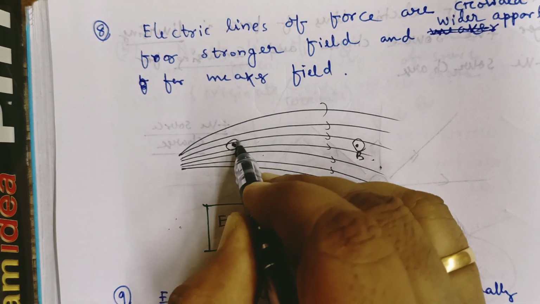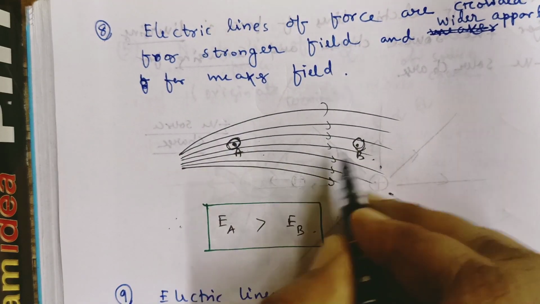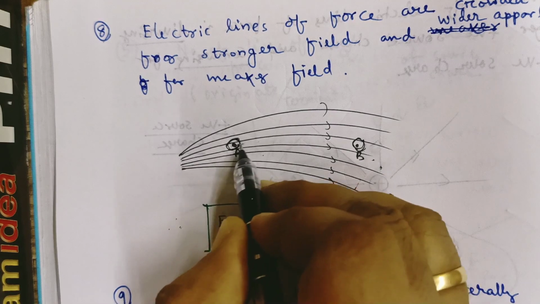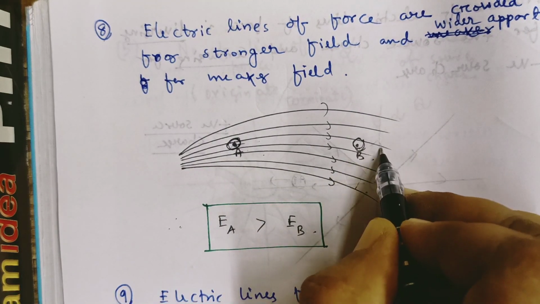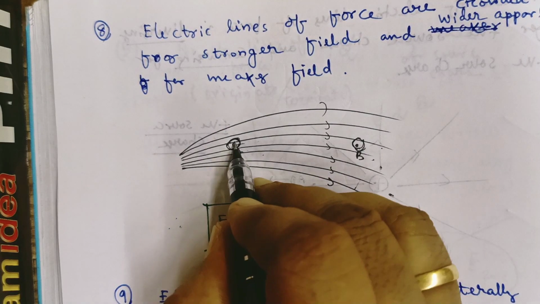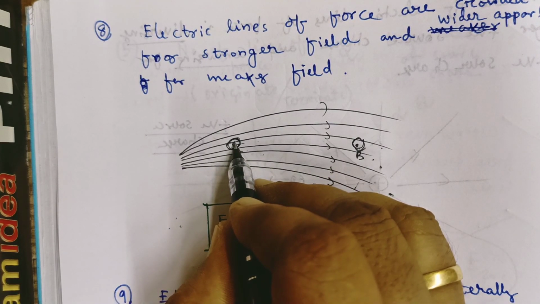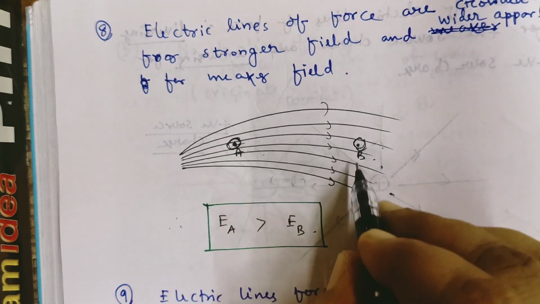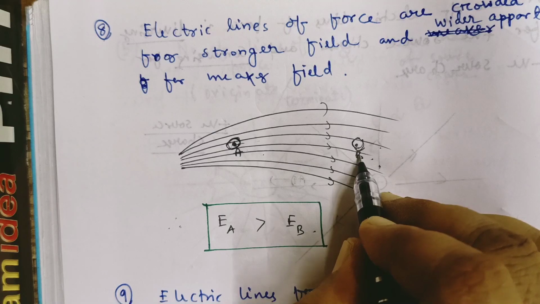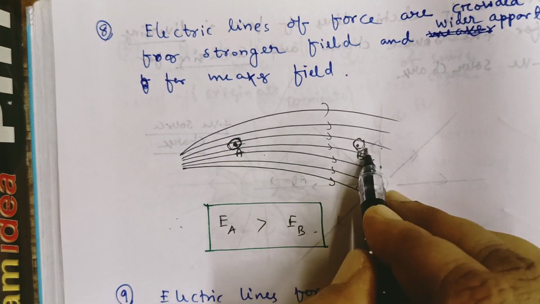That means if you take the same amount of area at A and B, in this figure more lines of force will cross, but in this figure fewer lines of force will cross. If more lines of force are crossing, we can say that the field magnitude at A is more and the field magnitude at B is less. That's why in this given figure, point A and point B are marked here.